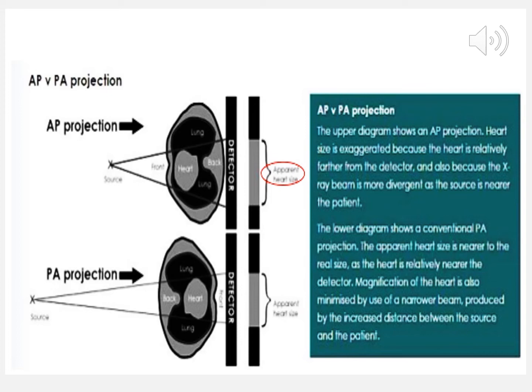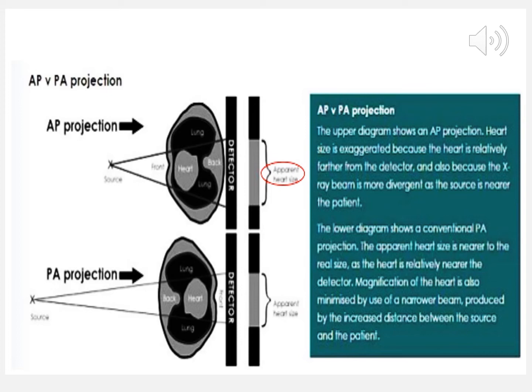And so in an AP, this is trying to show you how the heart will appear larger in an AP than a PA because the heart is farther away from the detector. Not the source. The heart is further away from the detector or the plate or the box. Okay? And so the beam is more divergent. It strikes the heart. It continues to go outward and sort of magnifies the heart when it strikes the plate.